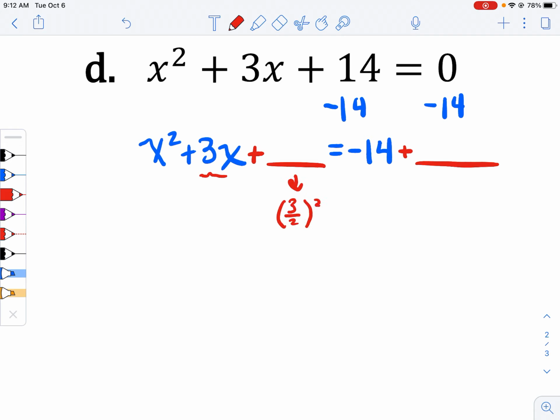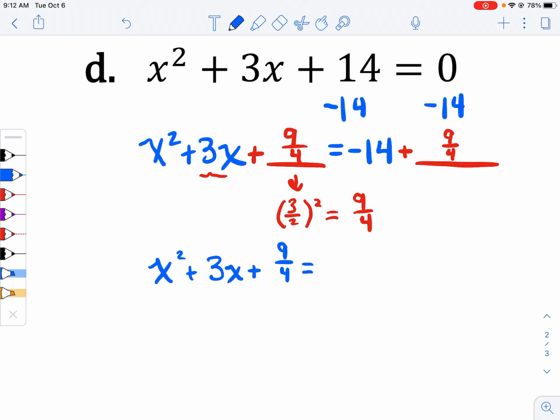Now the reason this is ugly is because our b term is odd. So 3 over 2 is a fraction. It's going to stay a fraction, so I'm going to make this 9 over 4. But that's what I'm going to add to both sides. So then to add on the right side, I need to make 14 into a fraction over 4 because I want to combine those terms. So in order to do that, that is the same as multiplying 14 by 4, so you have -56 over 4. Again, you can check that real quick. -56 divided by 4 is -14, plus 9 over 4.